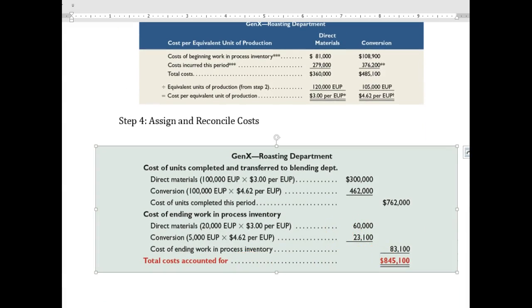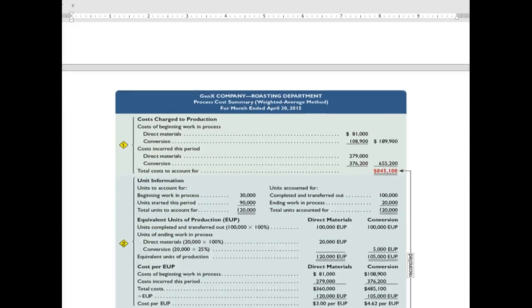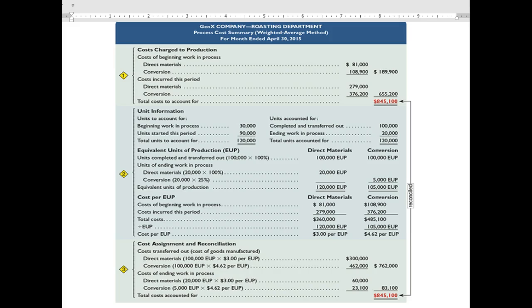Total costs accounted for. Now you take all of this and put it together into what they call a process cost summary, weighted average method. Here's where you did the flow. This is your unit information. Here's how you figured out your equivalent units, and here's your assignment of costs, and then here's your reconciliation with the amount of cost to be accounted for, and they match. And that is process cost.